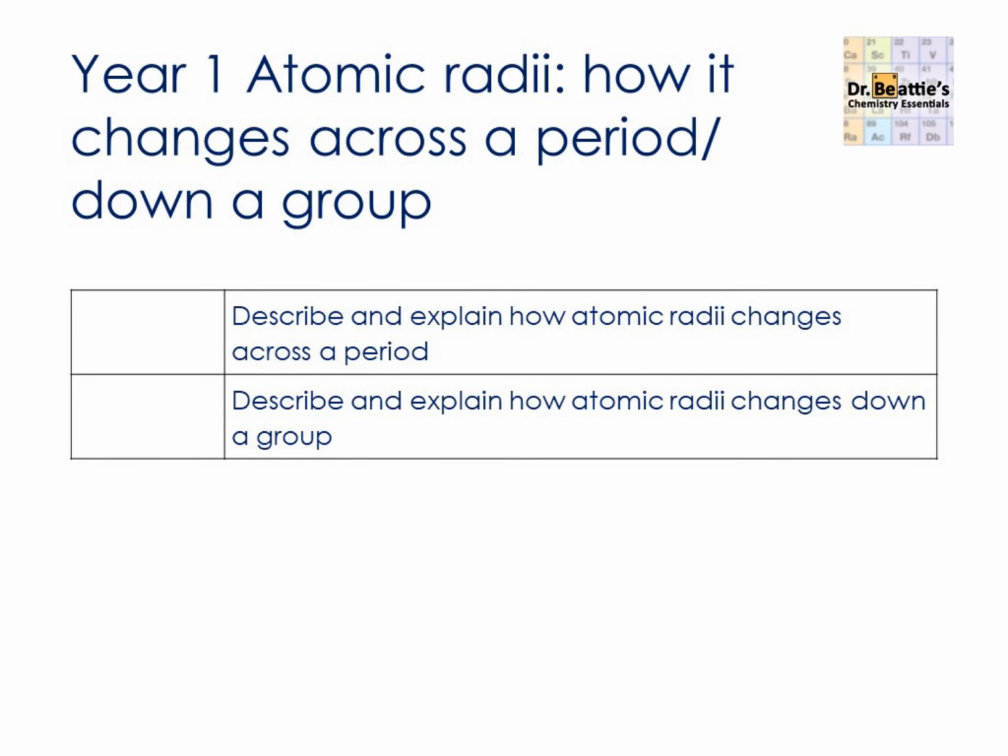In this video we're going to look at atomic radii and the trends of how it changes both across a period and down a group in the periodic table. So what we mean by the atomic radii is the radius, or the length between the central dense nucleus and the outermost electron of an atom.